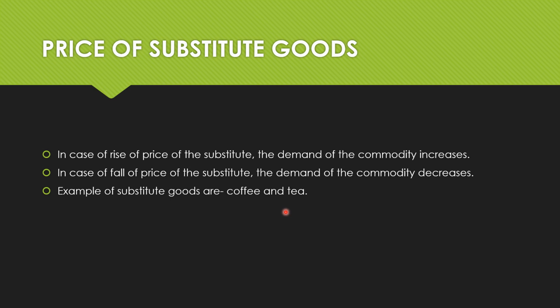If the price of coffee becomes too high and I feel it's very expensive now, I can shift to tea. How is the shift happening? Basically, both are refreshing drinks. So I'd feel that it doesn't matter if I drink coffee or tea, and since coffee is costly, let me shift to tea. This is an example of substitute goods.